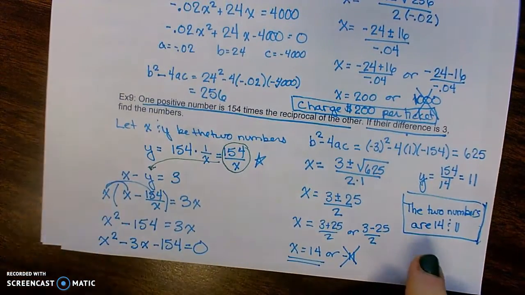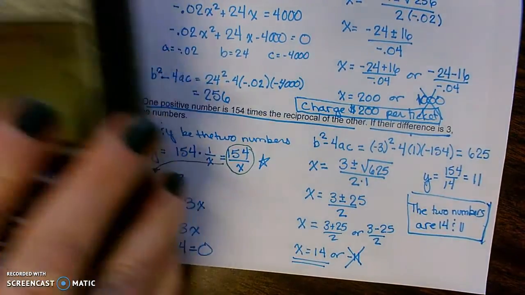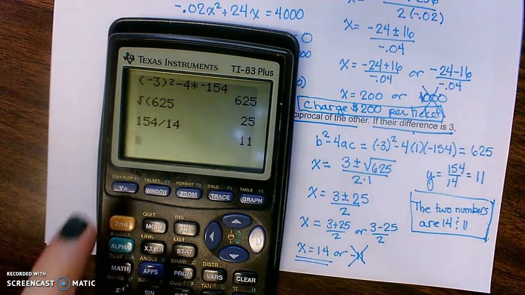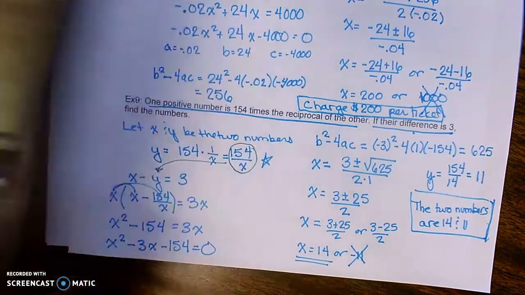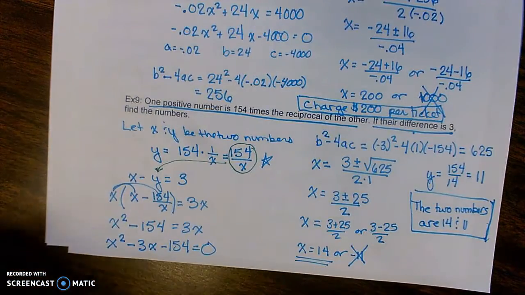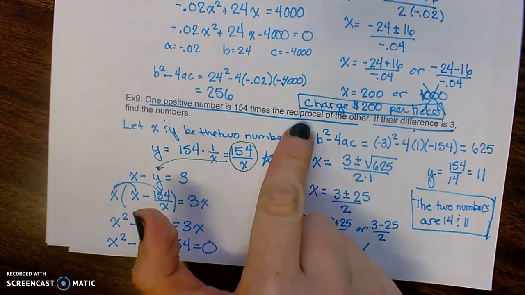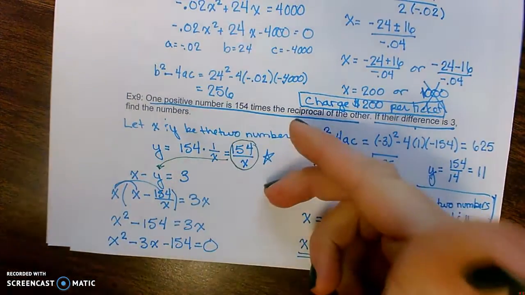All right, and you can double check that their difference is 3, and also that one is 154 divided by the other. 154 divided by 14 gives you 11. Also, 154 divided by 11 gives you 14. So they both work in that instance. So the big thing from this problem is remembering the word reciprocal. That means to take 1 over the number.